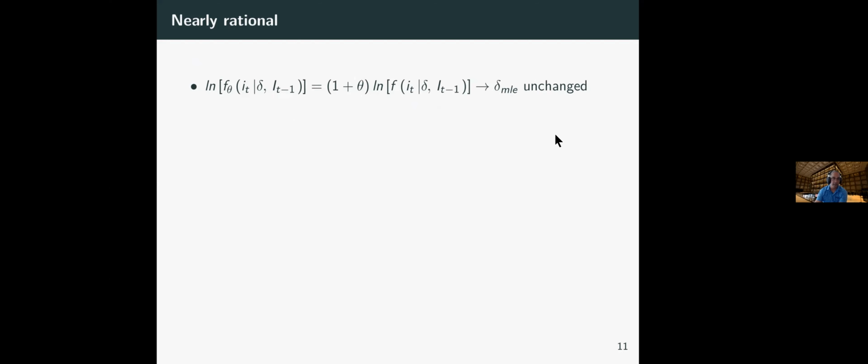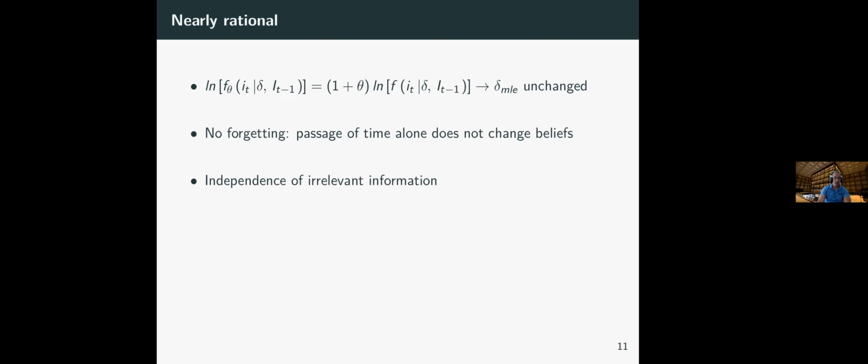But it has a couple of other nice rational properties. First, the way the structure is set up, there's no forgetting. There's no implicit forgetting as a result of the passage of time. So if literal cardinal time passes, beliefs don't change unless there's new information. That's consistent with Bayesian learning. It has a property of independence of irrelevant information. What does that mean? It means that if you're trying to learn about GDP and I tell you that my shirt is blue, your beliefs about GDP don't change at all. And that's going to be important because this is not going to be satisfied by diagnostic expectations.